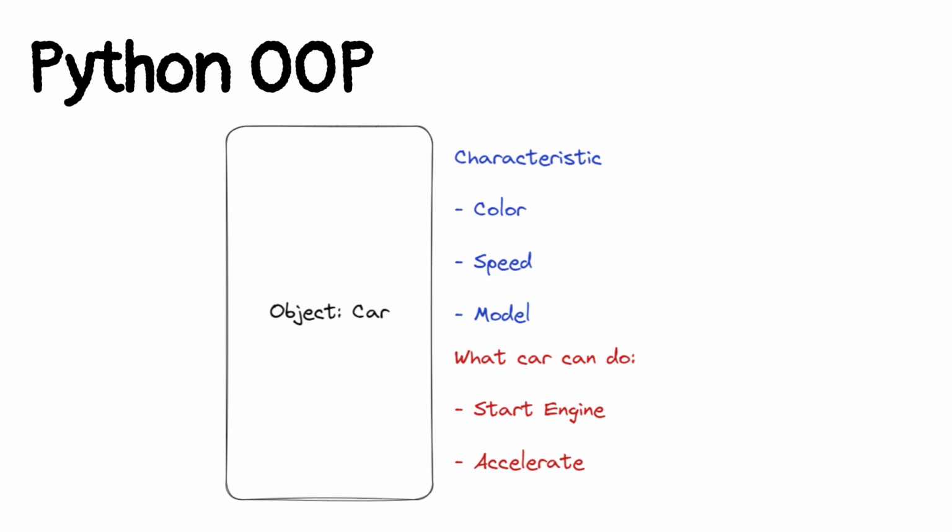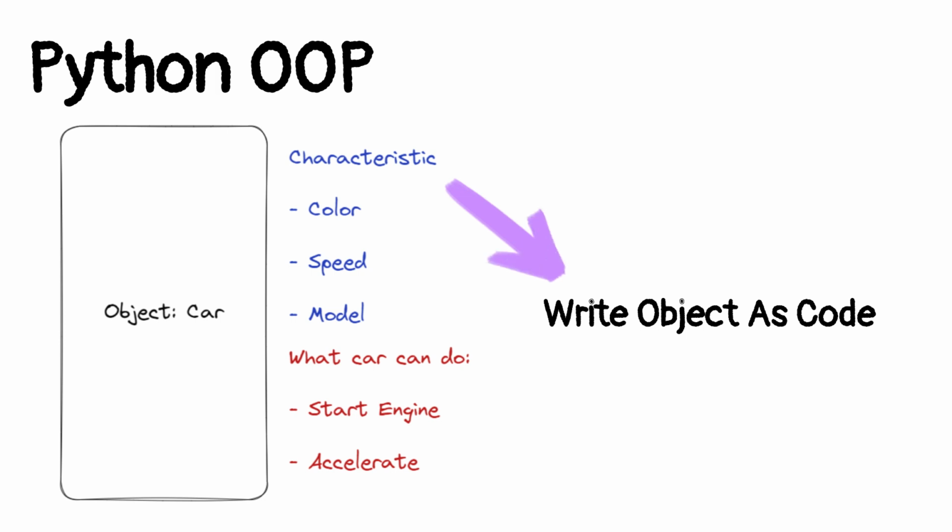For example, a car object can have characteristics like color, model, and speed, while behavior can include starting the engine or accelerating. Object-oriented programming enables us to model this real-world concept directly into our code.